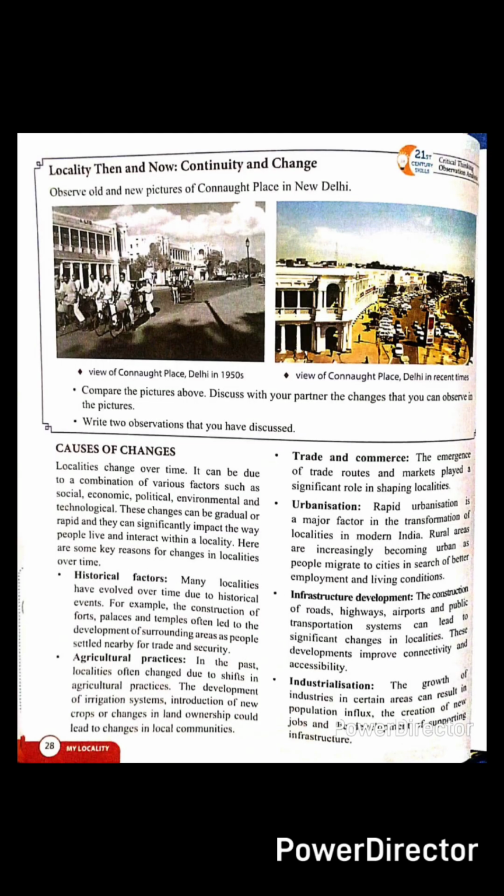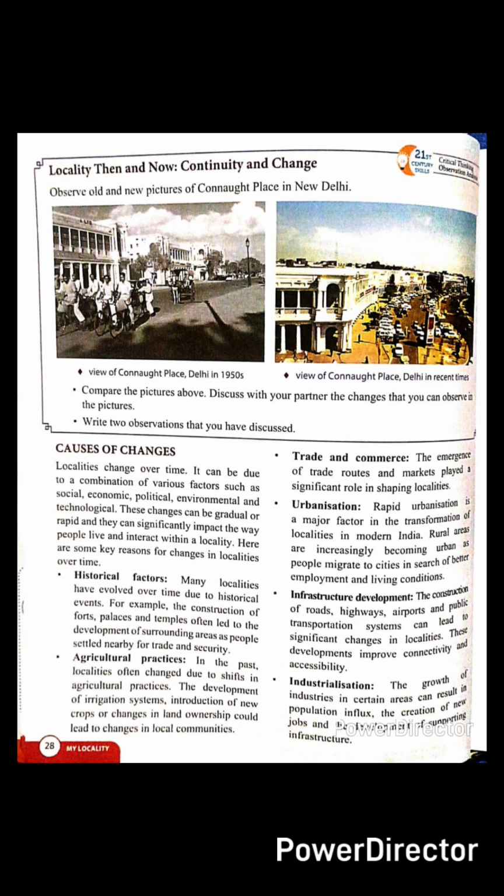Causes of changes. Localities change over time. It can be due to a combination of various factors such as social, economic, political, environmental, and technological. These changes can be gradual or rapid, and they can significantly impact the way people live and interact within a locality. Here are some key reasons for changes in localities over time.